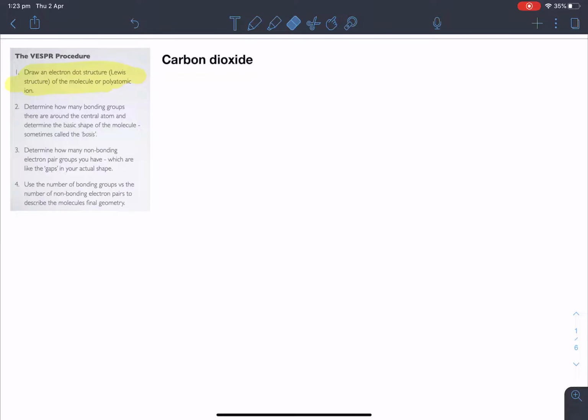In this one I'm going to go through some examples of drawing the geometry of molecules using VSEPR theory and the procedure. So the first example that I've got is carbon dioxide, and the first thing we need to do, step one, is draw an electron dot structure or a Lewis diagram of this, okay?